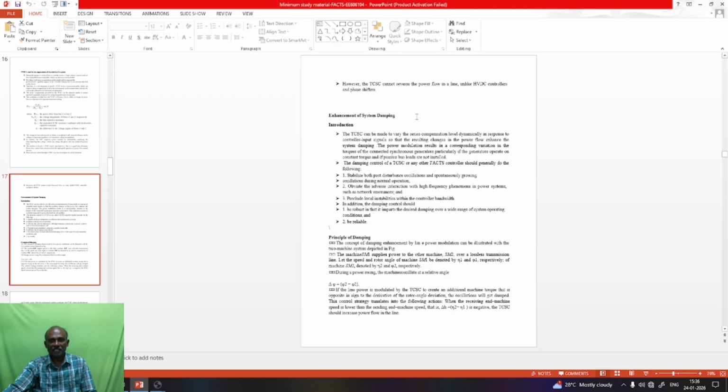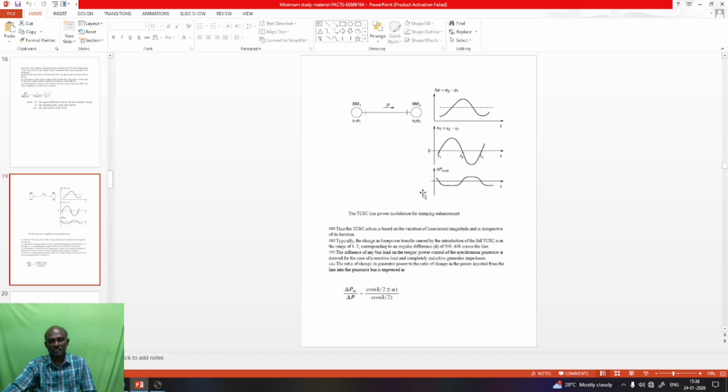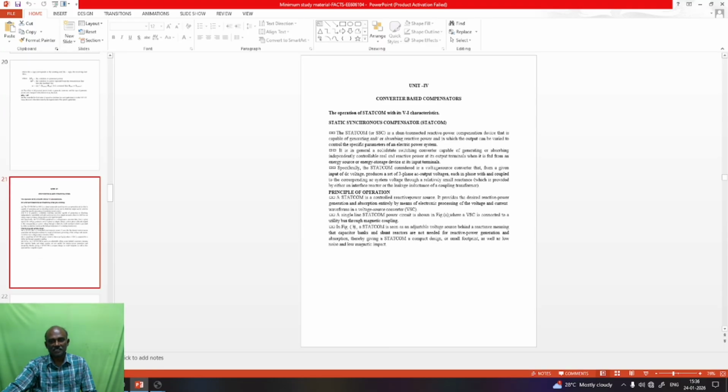And also enhancement of system damping, damping of oscillations. Oscillations are due to reactance changes within the system and reactive power compensation shortage. Using TCSC, the oscillations can be damped, so we can stabilize the system without oscillations.